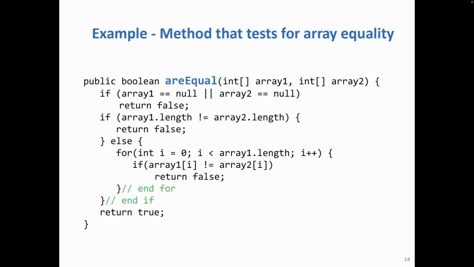But if all of them are the same, which means that I will never go into this if statement, then I end this for loop without returning any value. Then this will end, which means that they are not null, their size is the same, and all the values inside them are the same, which means that they are equal, so I can return true.